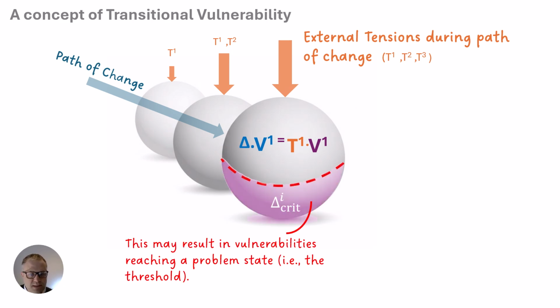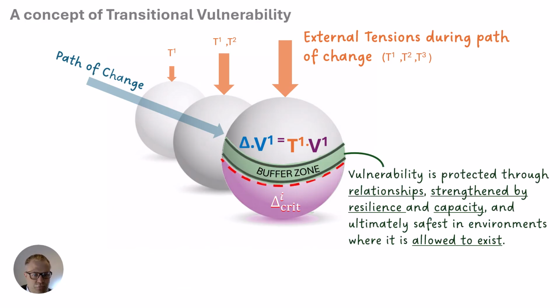Now, sometimes the vulnerabilities may reach a problem state if that external tension or change is too much. It pushes that vulnerability beyond maybe a state of return, or a state where it becomes critical for that organism or for that community. And we call that a critical state. It's a threshold that is crossed where it's just too much effect on that vulnerability.